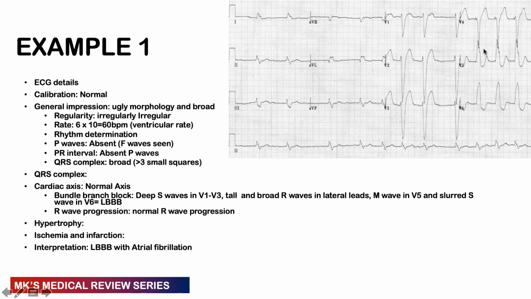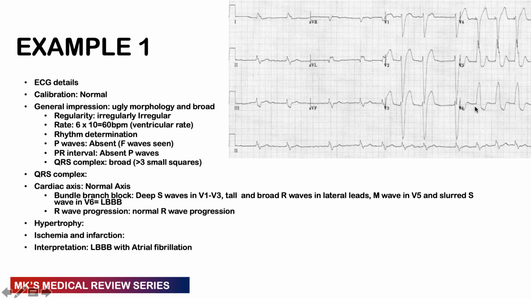And then in addition to that, you can see what's happening here in V5. We have this notching of the QRS complex. Even here, to some extent, there's a bit of notching of the QRS complex in our V5 and V6. And of course, you also have some slurring of the S wave here in V5 and V6.